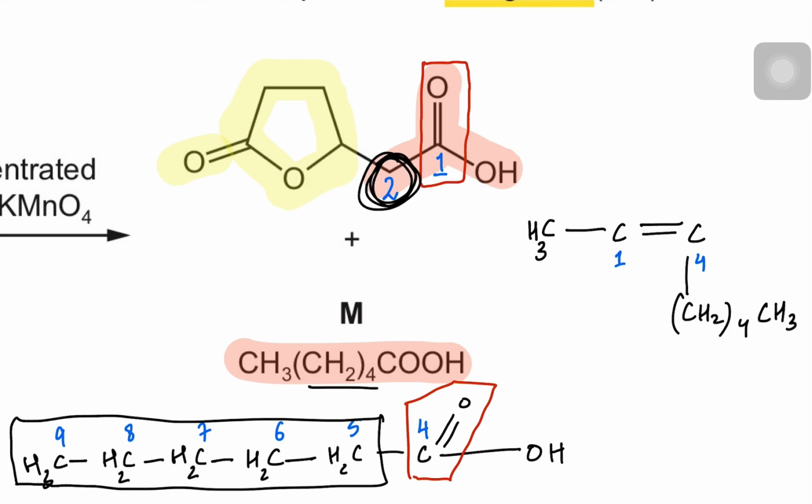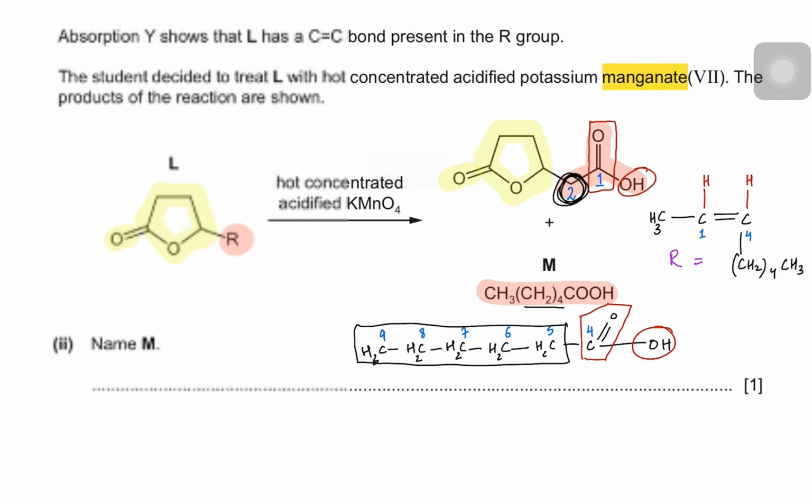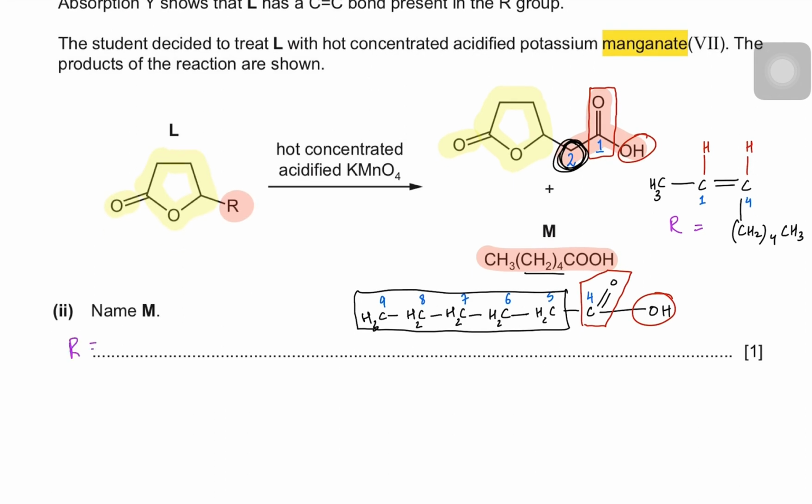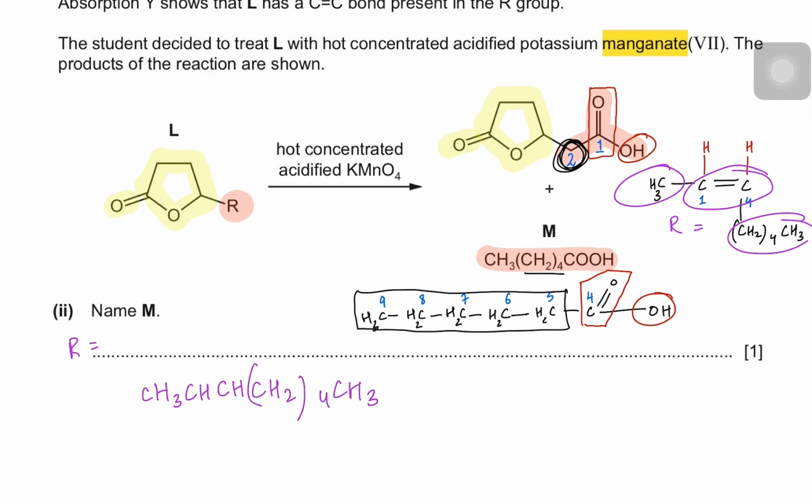Since both are becoming acids, it means carbon 1 had H and carbon 4 also had H. So the R group was actually this. This was the R group. When we draw it, we get R equals CH3 from the left. Then there was a carbon-carbon double bond, so CH, CH, and then this whole group, CH2 4 times, and then CH3.